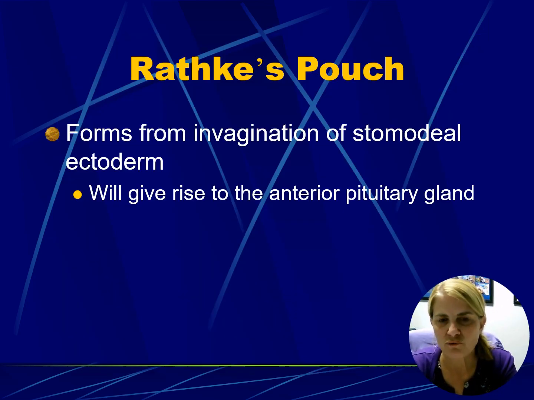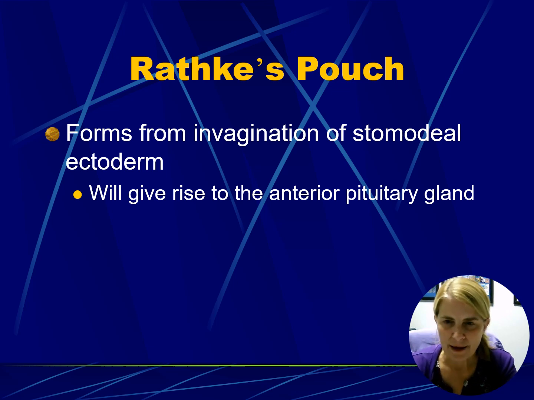Rathke's pouch is formed from an invagination of stomodeal ectoderm. It originates from the stomodeum. There's a small invagination of stomodeal ectoderm. That pouch deepens towards the developing brain, and cells differentiate and develop into the anterior pituitary gland. The posterior lobe of the pituitary develops directly from the brain.